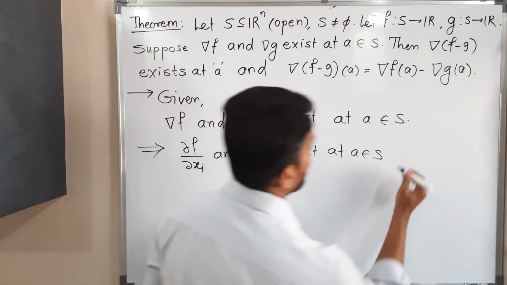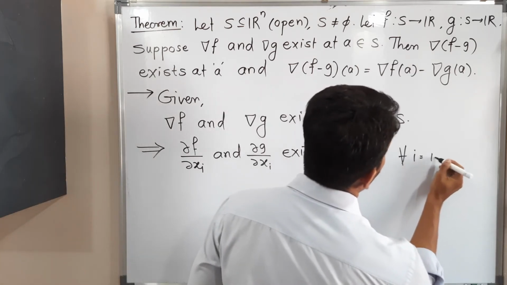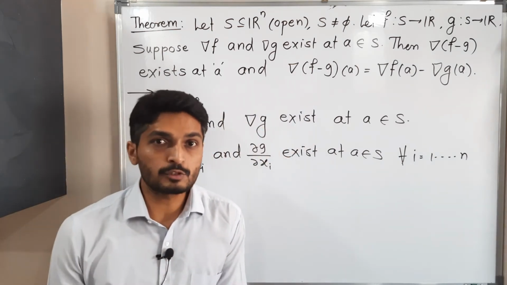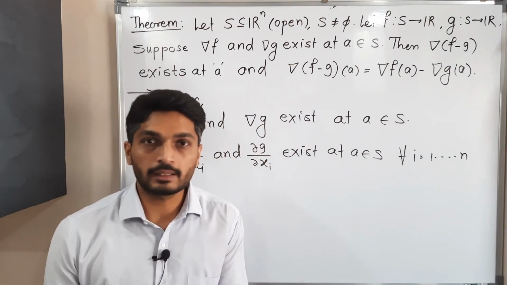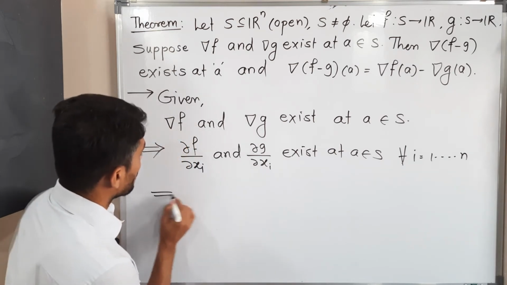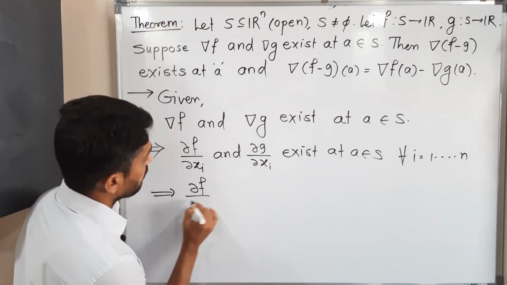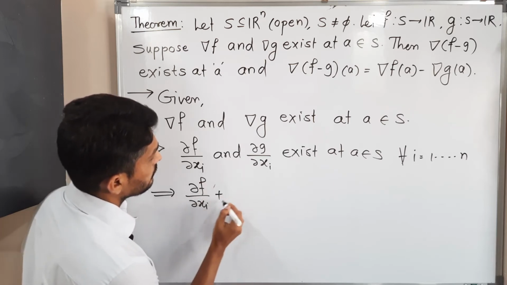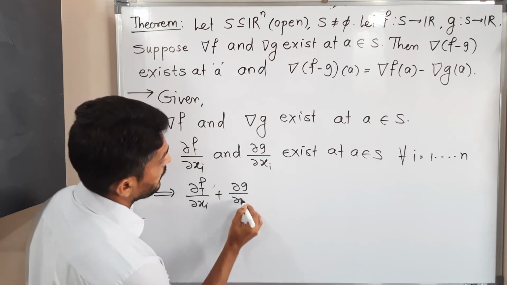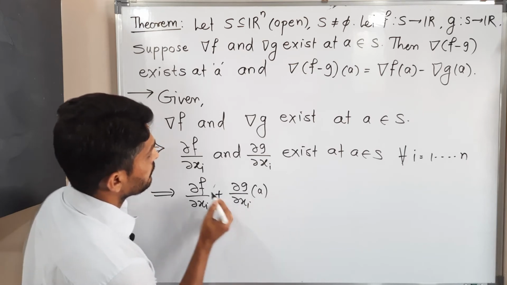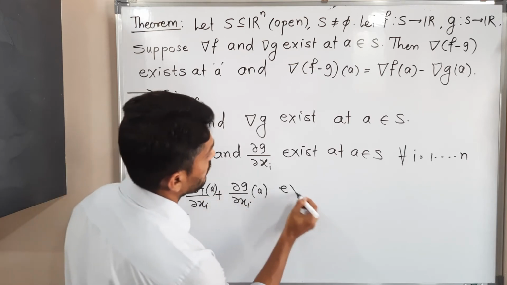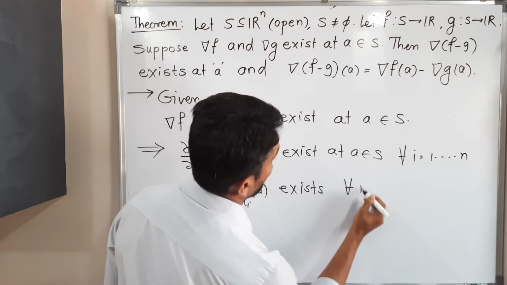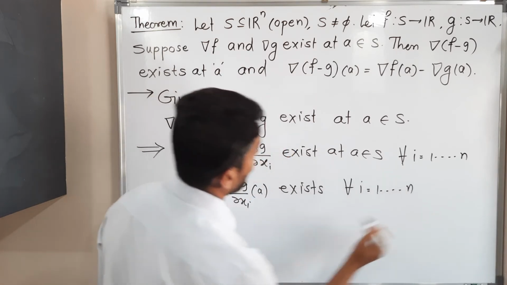This is true for all i, so I should write at the end: this is true for all i running from 1 to n. So see, both terms exist, so we can add, and that term also will exist. So therefore we can write this implies ∂f/∂xi plus ∂g/∂xi exists at A. And this is true for all i running from 1 to n.